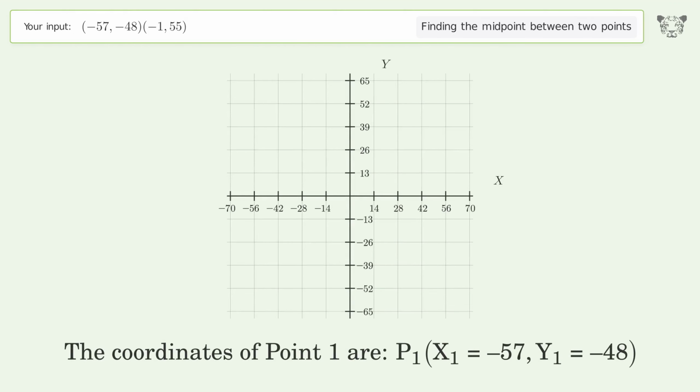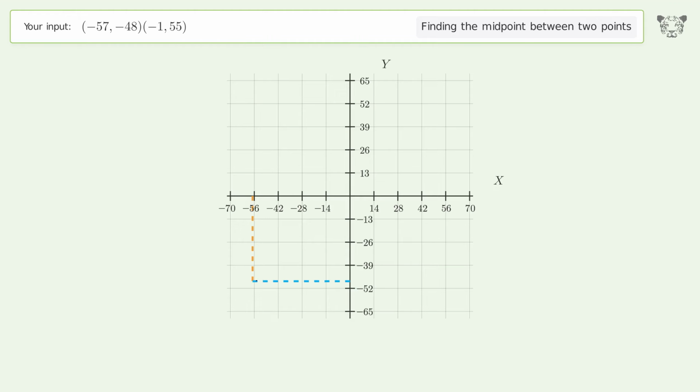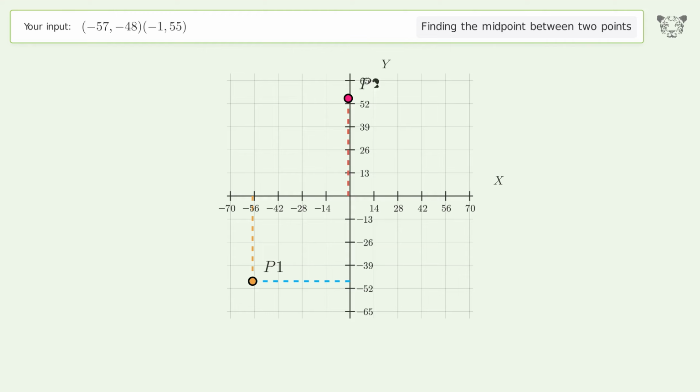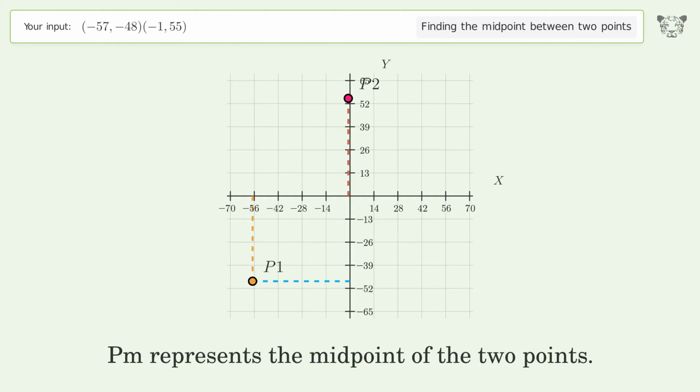The coordinates of point 1 are, x1 equals -57, y1 equals -48. The coordinates of point 2 are, x2 equals -1, y2 equals 55. PM represents the midpoint of the 2 points.